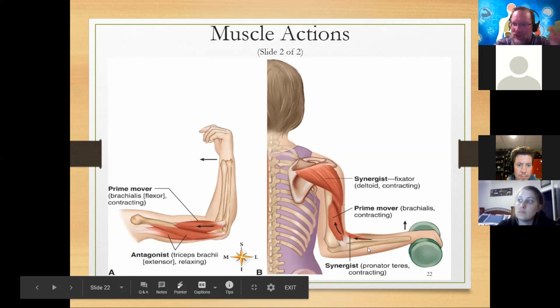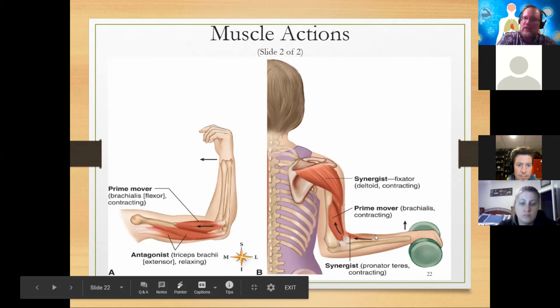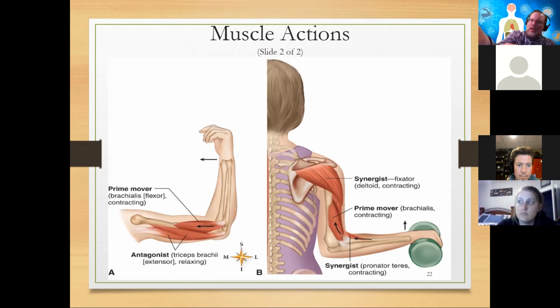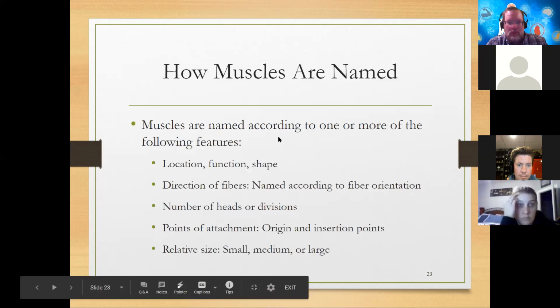But another type of synergist is just simply going to help at the insertion site. So that's what we see with the pronator teres. That's a small muscle kind of buried in here that helps with pronation, or helps with this action. So it can kind of help the bicep out. If it shortens a little bit, it takes some of the strain off of the brachialis or the biceps brachii. So anyway, that's pretty much it.